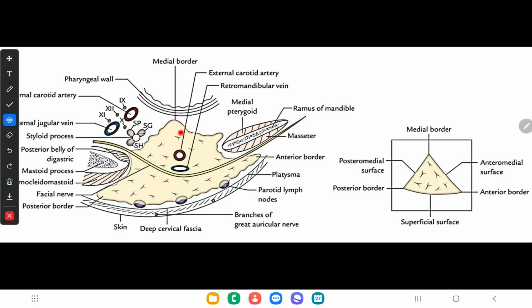So, those are the relations of the parotid gland. There are many relations. You cannot study from a normal picture, so you have to study those relations in a picture like this, so you can easily remember the relations which belong to this anteromedial surface, then posteromedial surface, then to the lateral surface, then to the medial border. Those are the relations. I hope you understand clearly.